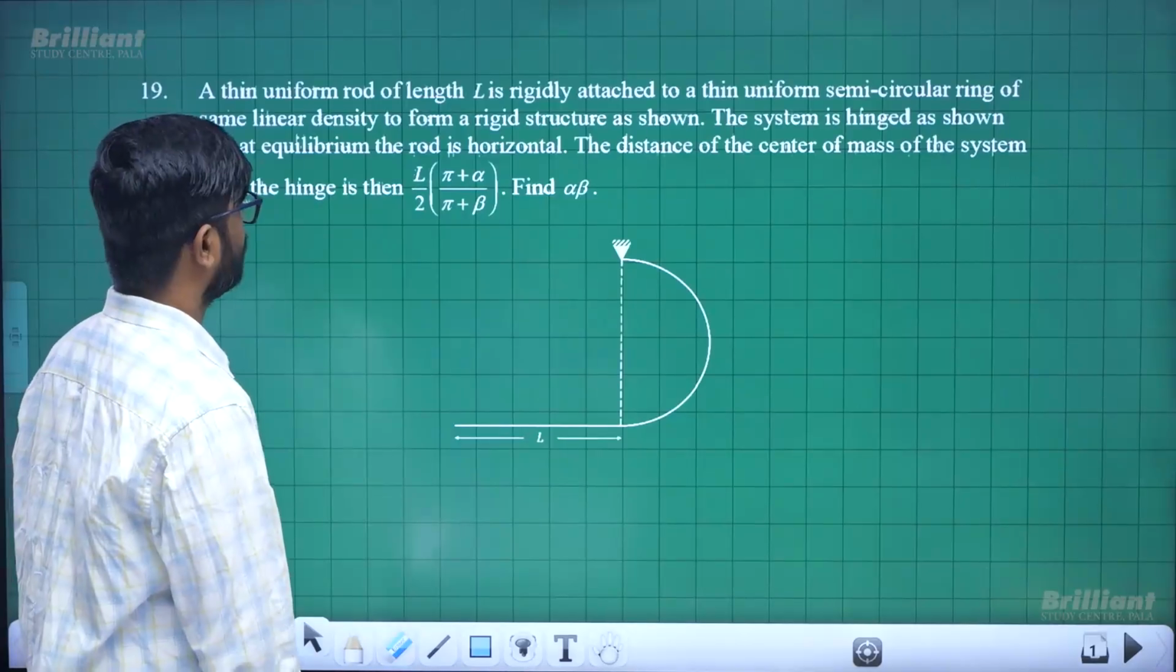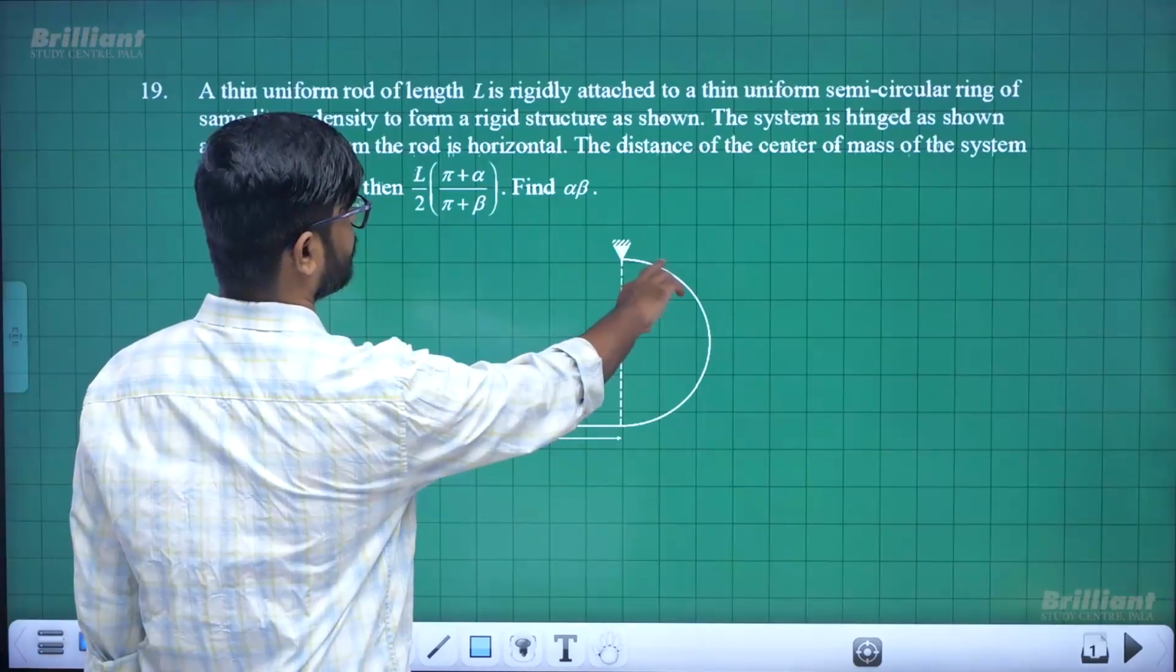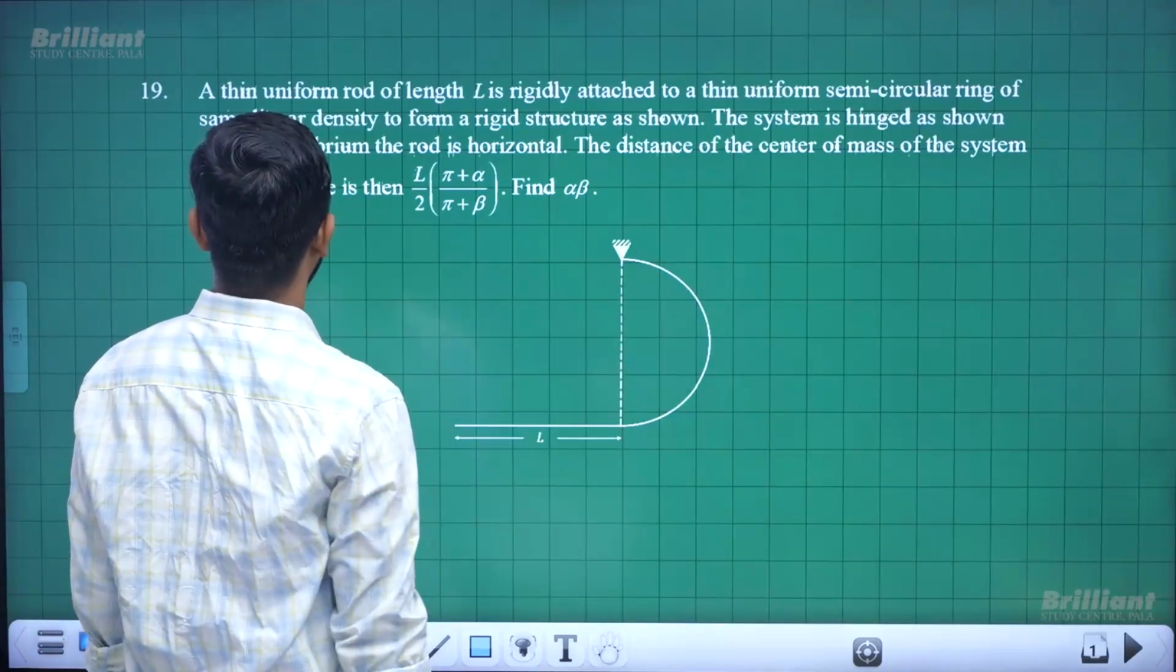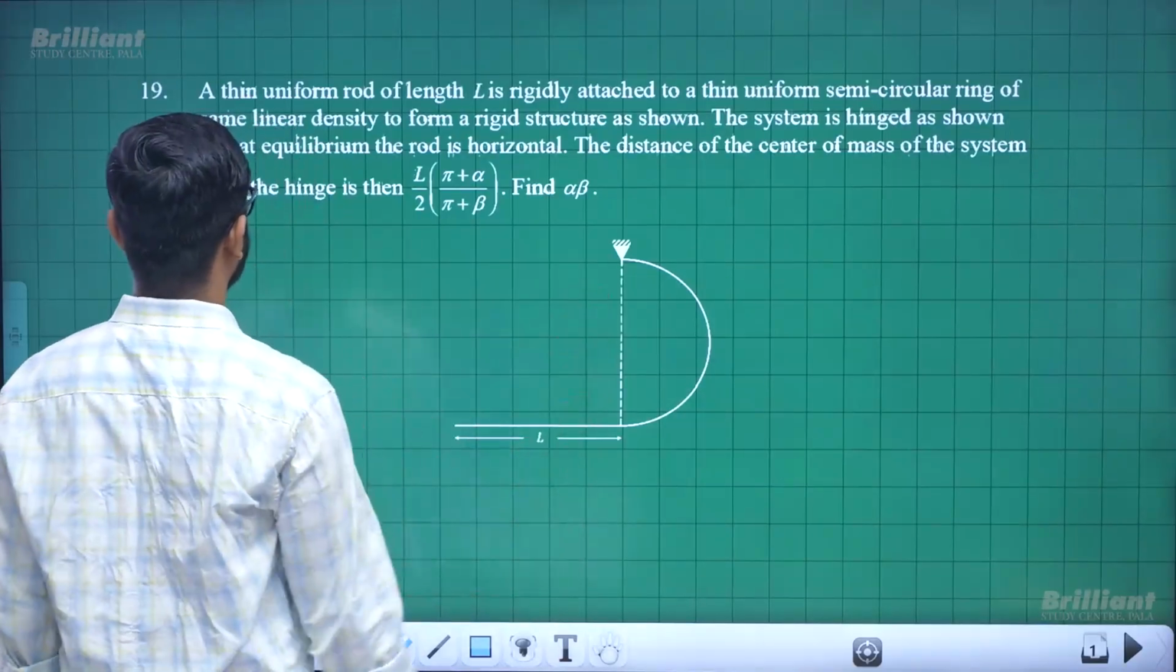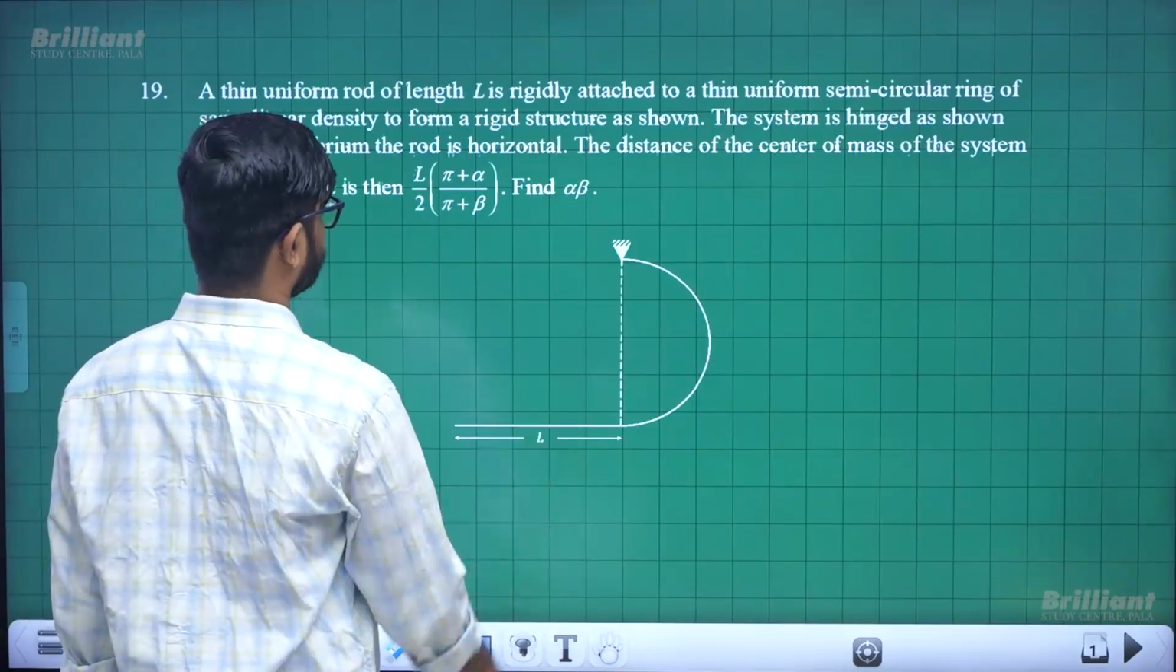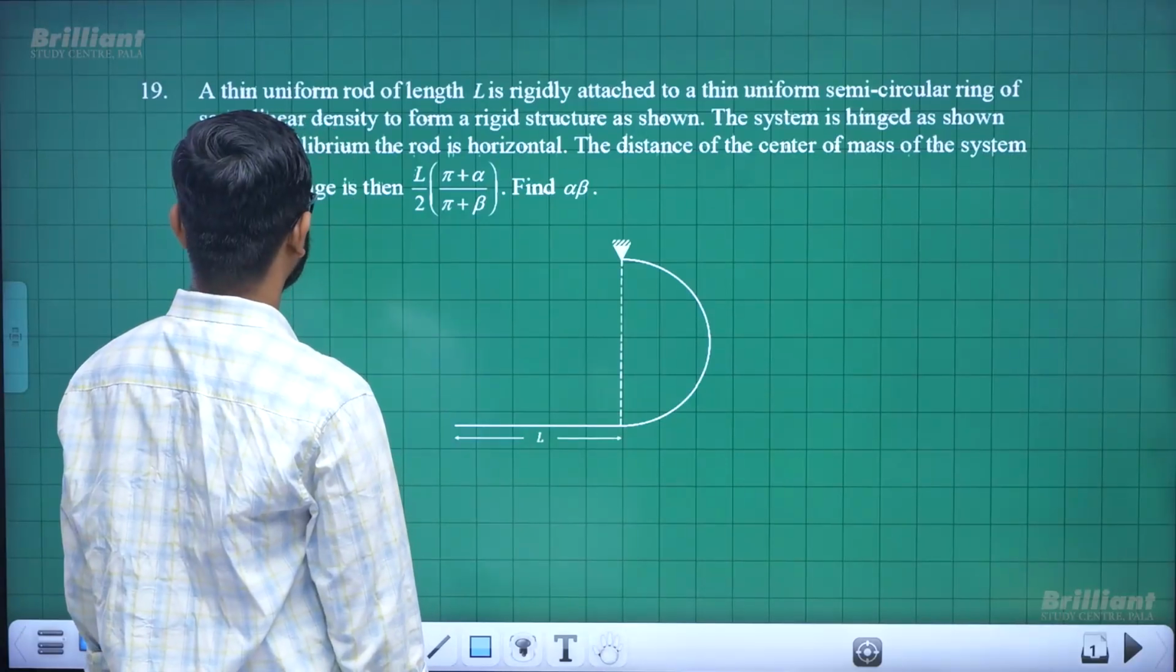A thin uniform rod of length L is rigidly attached to a thin uniform semicircular ring of the same linear density to form a rigid structure. The system is hinged as shown, and at equilibrium the rod is horizontal. Find the distance of the center of mass of the system from the hinge.